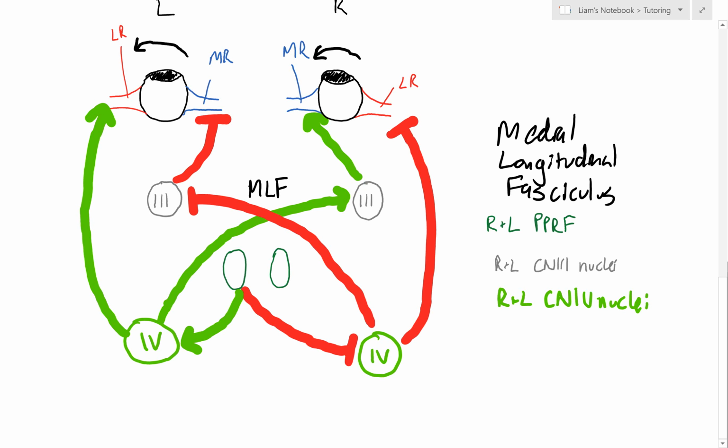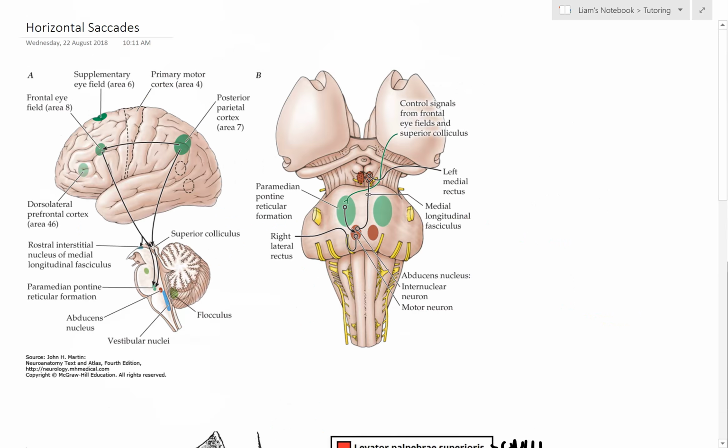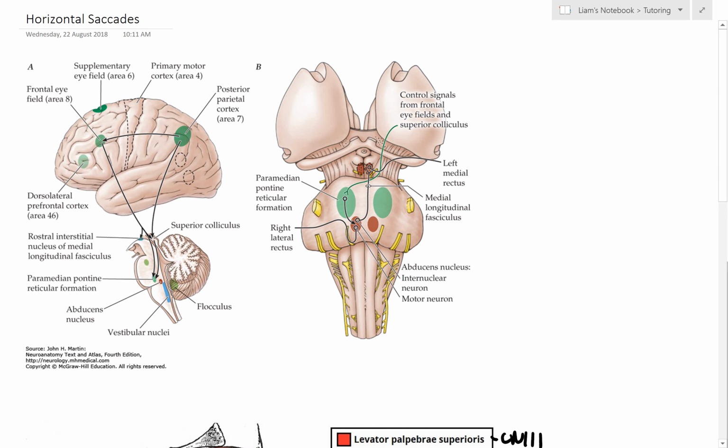So if we then move back up to this diagram here, hopefully now some of these terms will make a bit more sense. So we've got the right lateral rectus nuclei, our PPRF, communicating, the right lateral rectus is communicating with the left medial rectus through the MLF. So hopefully this makes a little bit more sense now.